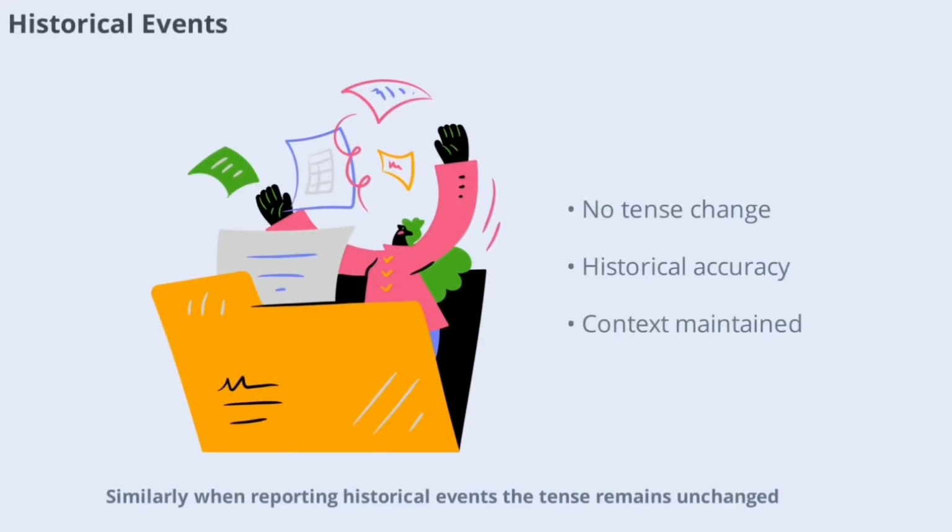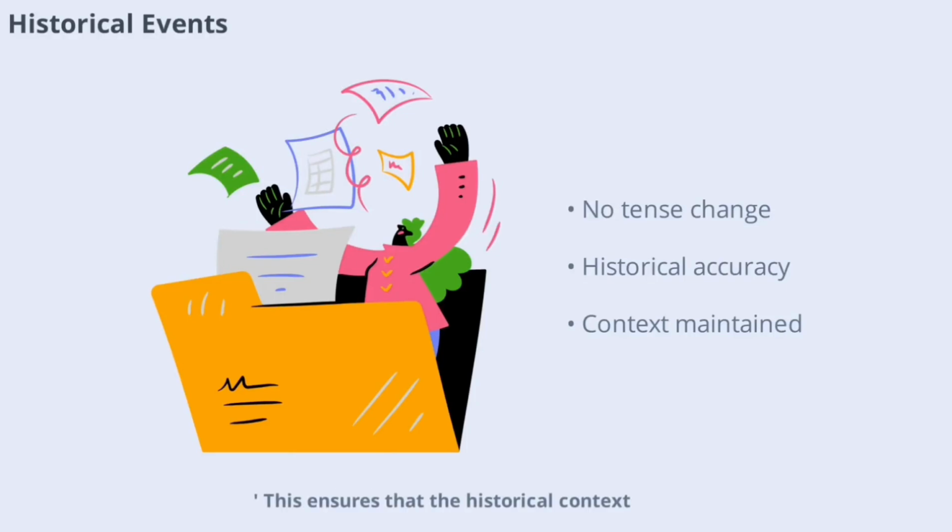Similarly, when reporting historical events, the tense remains unchanged. For example, he said, "Mahatma Gandhi was a great leader," becomes "he said that Mahatma Gandhi was a great leader." This ensures that the historical context is accurately maintained in the reported speech.